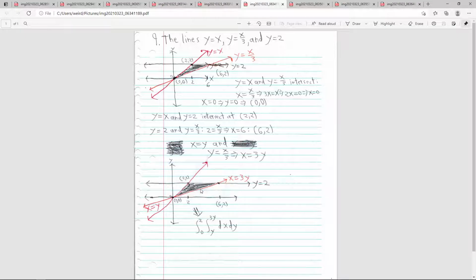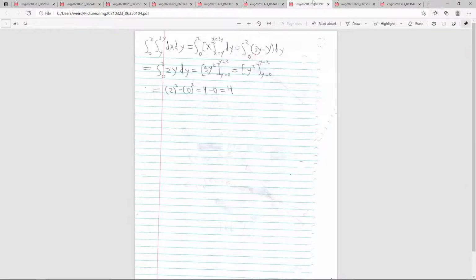If we wanted to do it another way, with y values, we'd have to do 2 double integrals, the sum of 2 small double integrals. But we can do it left to right because x equals this function and x equals that cover the whole region from left to right. So 0 to 2 is your y limits, y equals 0 to y equals 2, and x equals y leftmost, x equals 3y rightmost. Then we evaluate it like normal, very quick. You get 4.